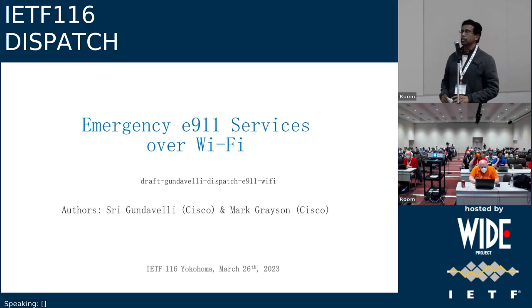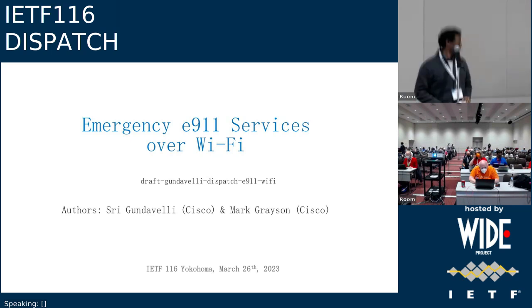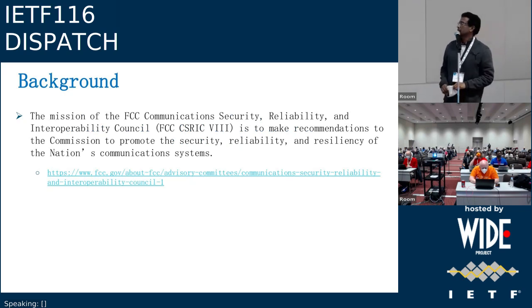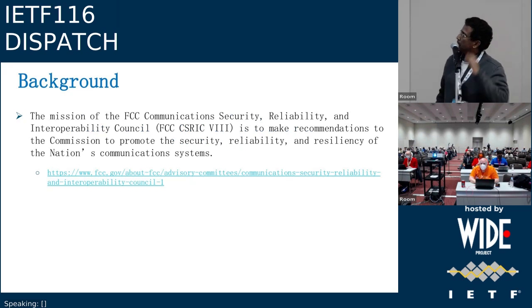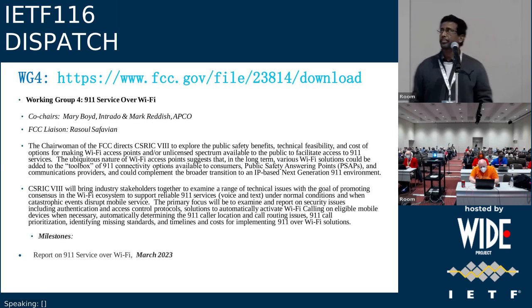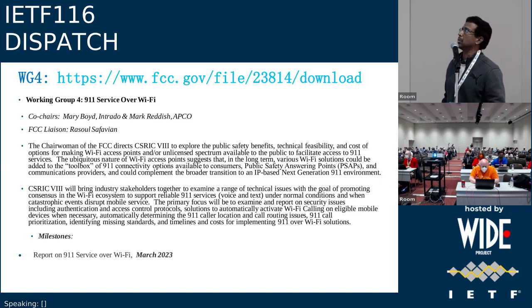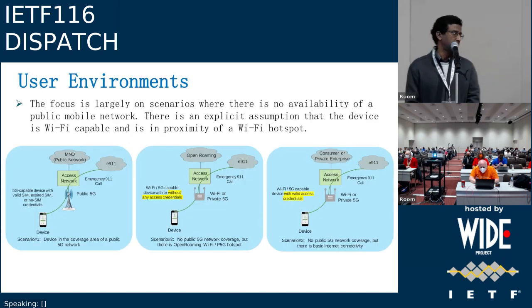This is a new proposal on emergency E911 calling over Wi-Fi. First slide. Yeah, so this is the FCC CSRIC group, which essentially makes recommendations to the FCC Commission for rulemaking. Next slide, please. So the scope of Working Group 4 is about enabling and making greater availability of 911 service over Wi-Fi access. So that is the charter for that group. They're documenting proposals and mechanisms. They'll present to FCC so that they can do the necessary rulemaking.